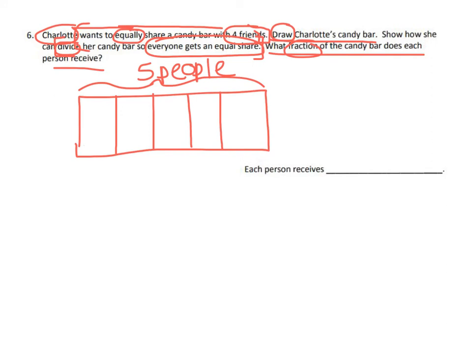So now, after I drew the candy bar to show Charlotte and her 4 friends, they're asking what fraction of the candy bar does each person receive? Each person is going to receive one of these parts, one of these equal parts, and that's 1/5. Because there's 5 pieces all together, and each person is going to get 1/5. So each person receives 1/5.